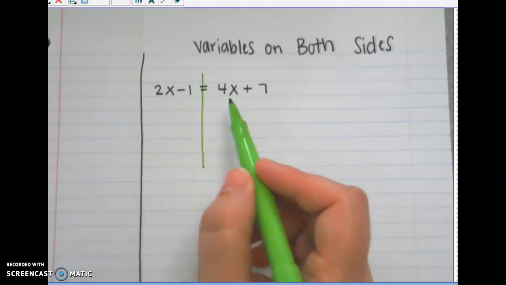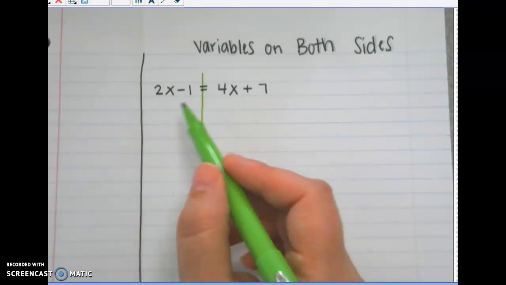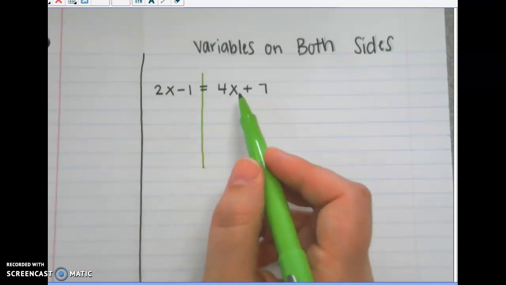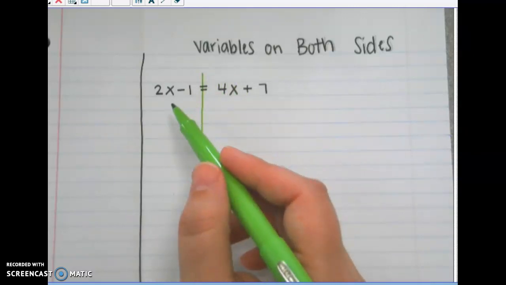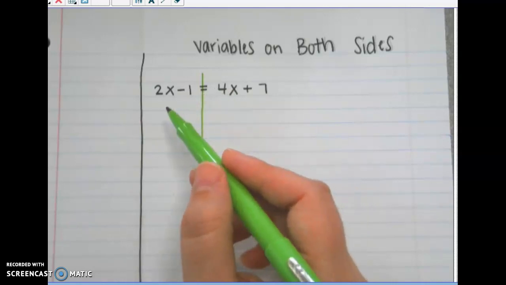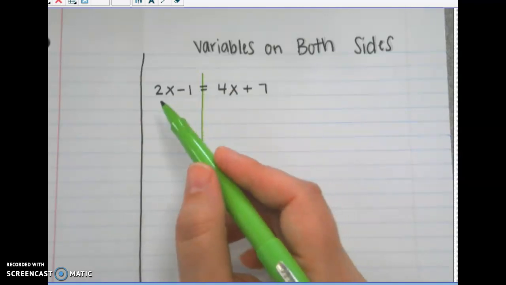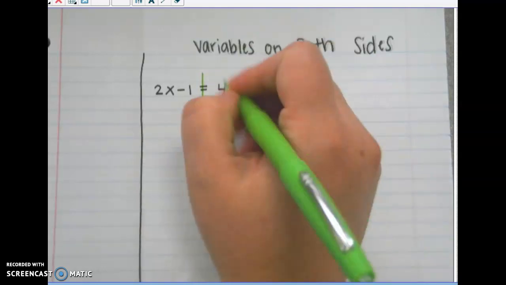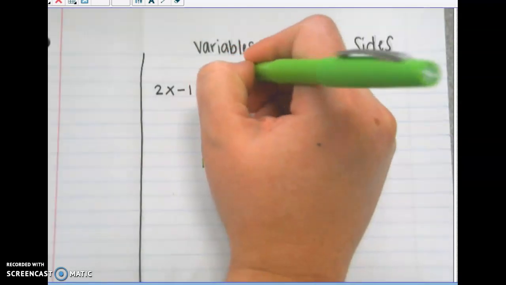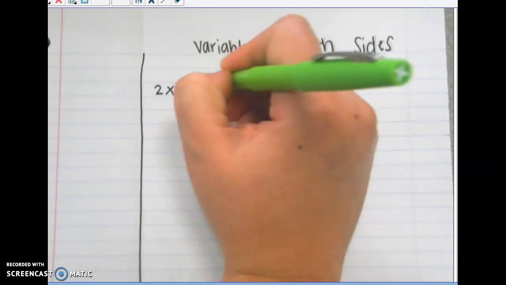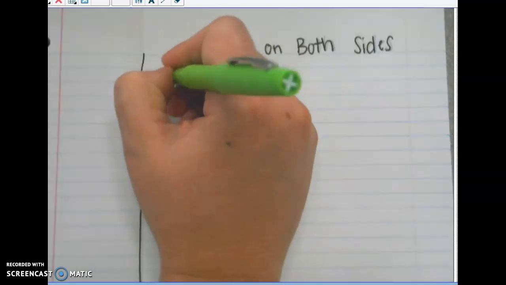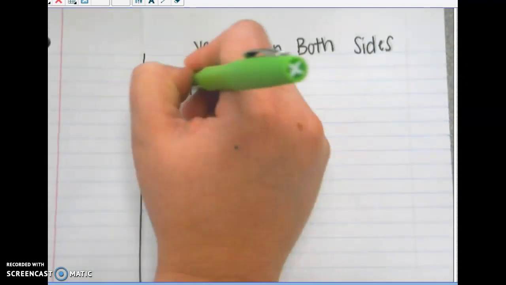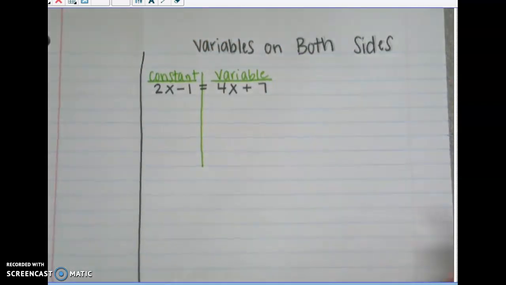But what I usually do is find whichever x is biggest and decide that that's the x that I'm going to keep. There are some examples where it might be a little bit trickier. Ultimately, it doesn't matter. But the first thing you have to do is decide which one of these you're going to keep and which one of these you're going to cancel. So because 4 is bigger, I am going to keep this side as my variable side and this side as my constant side.